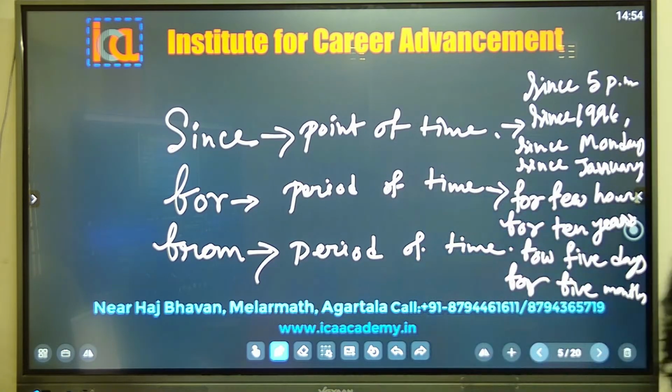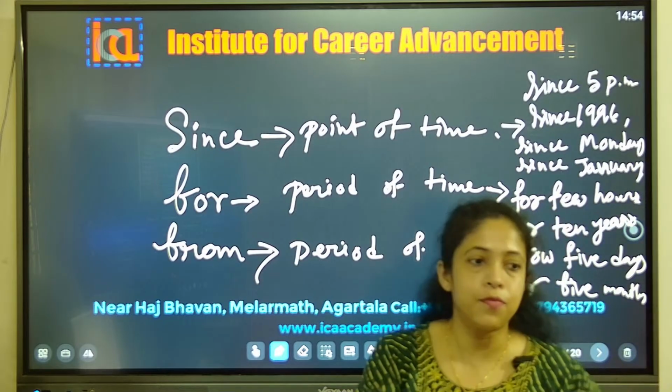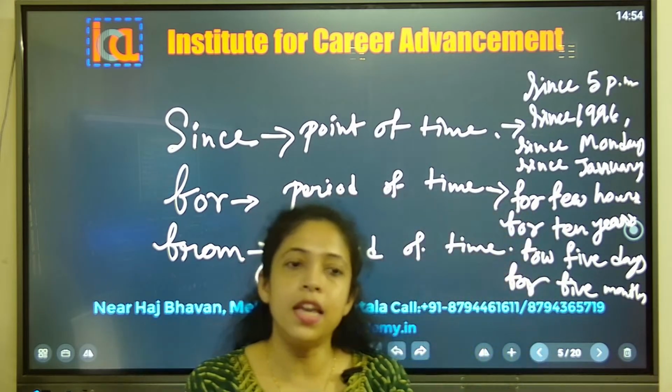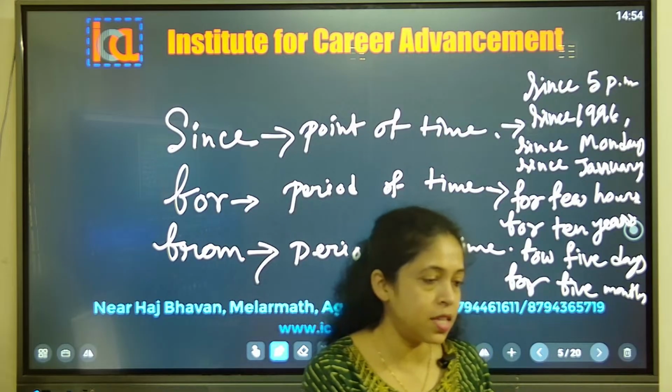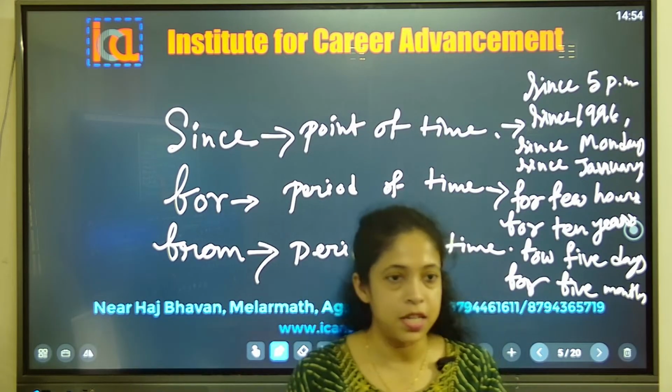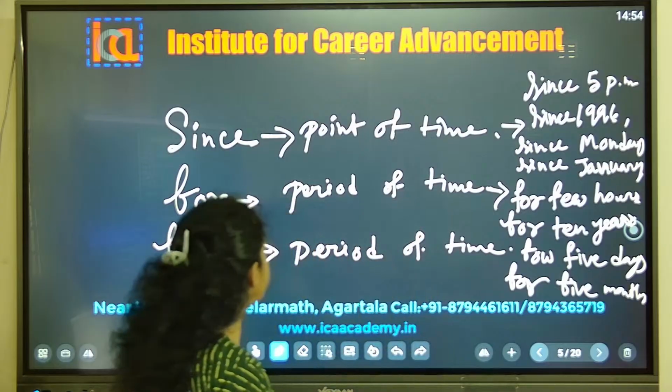I hope you have understood the difference between since and for. The basic difference is that with since you have to use a specific point of time, particularly from which day it has started. And whenever we go for "for", I am ill for 5 days. Like that we use. And from is also a period of time, from to. This is a very easy thing. From Monday to Wednesday, like that we use.